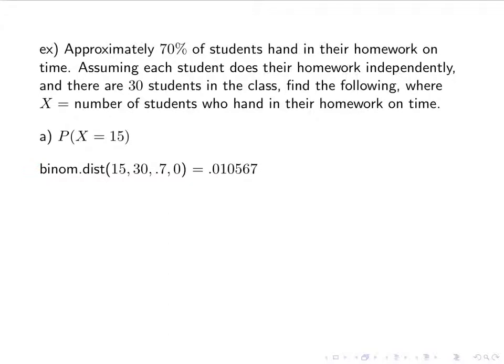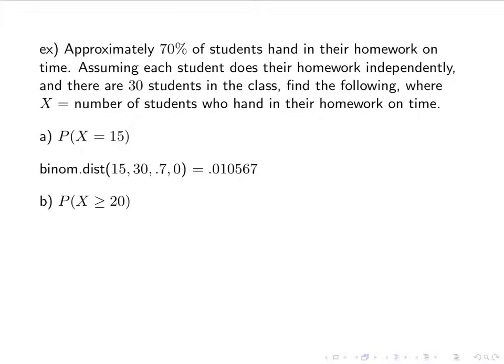And we get 0.010567. So again, it's a fairly small percentage. You're looking for exactly 15 out of 30, so exactly half, when you know that it should be closer to 70 if you're just kind of guessing. So it's a fairly small amount.